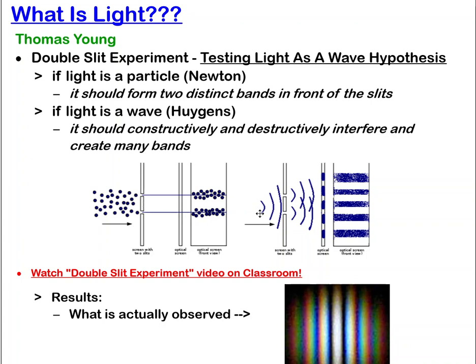If light's a wave, when it gets through, it's going to spread out and then it will overlap. So we would end up with areas of constructive interference where the light waves build on each other, and destructive interference where they cancel out. Okay, so this is the test. There's a really good video on the learning resources. It's a Veritasium video where they actually do this out on the beach. It's great. Go check it out.